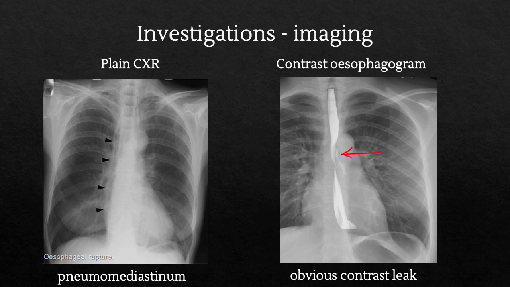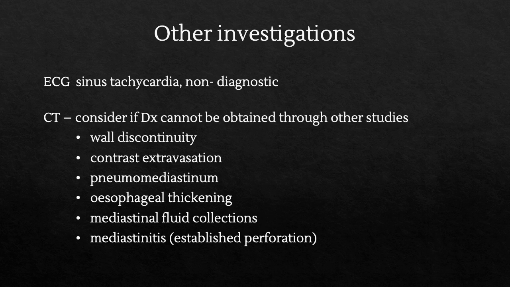Special investigations that you'll do is when you do a plain chest x-ray. It is quite difficult to visualize, but you can see that there is free air running just next to the mediastinum. But when you do a contrast esophagogram, you can actually nicely see the esophageal rupture. Other special investigations that you would do, ECG is not usually diagnostic. CT you only use when you cannot diagnose the esophageal rupture by any other means.